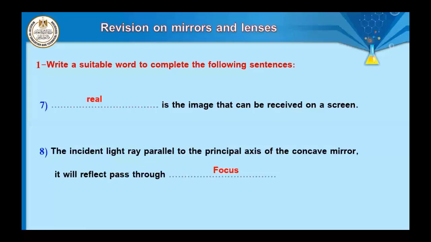Question number eight. The incident light ray parallel to the principal axis of a concave mirror will reflect, passing through space. He asked you about the paths of rays through a concave mirror. We have three paths of rays. One of them is when the light is incident parallel to the principal axis, it will reflect, yes, passing through the focus. The other path is when light rays fall passing through the focus, they will reflect parallel to the principal axis. It is the opposite of the first case. The third case is when the light ray falls passing through the center of curvature, it will reflect on itself as the angle of incidence equals the angle of reflection, equal to 0.